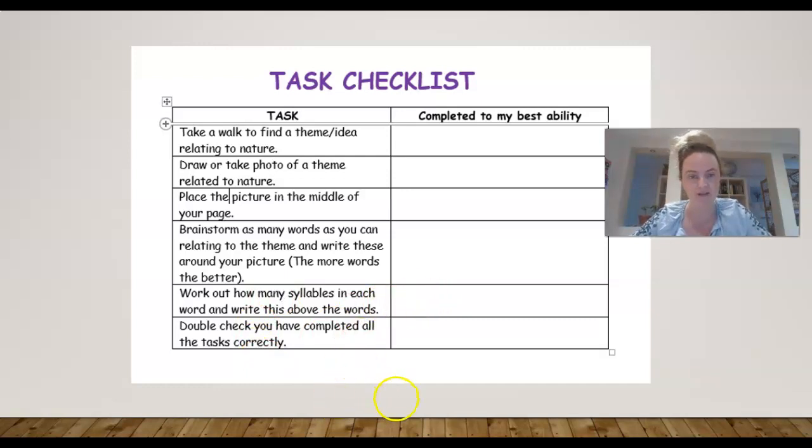Once you've done that, the last task is to double check that you have completed all the tasks correctly. Double check, double check, double check. Once you have done that, you can give it a tick and you've done today's task. So boys and girls, I want you to take a walk, make sure you're socially distancing, and find an interesting theme because tomorrow that's what you're going to be writing your haiku about.